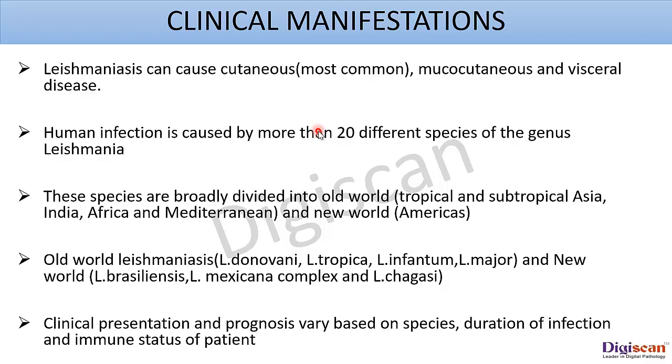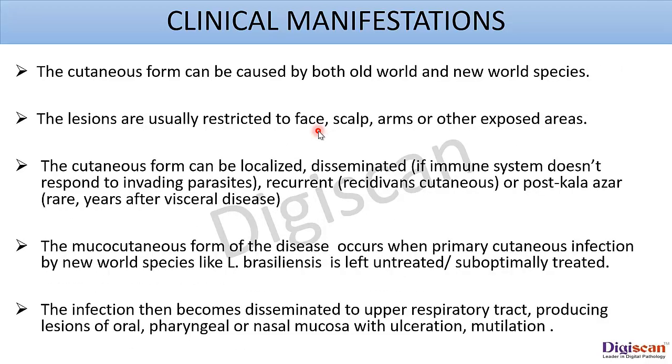Now, Old World species include species like Leishmania donovani, Leishmania tropica, Leishmania infantum, and Leishmania major. And New World species include L. brasiliensis, L. mexicana complex, and L. chagasi. The clinical presentation and prognosis in the patients vary based on species, duration of infection, and the immune status of the patient. The cutaneous form of the disease can be caused by both Old World and New World species.